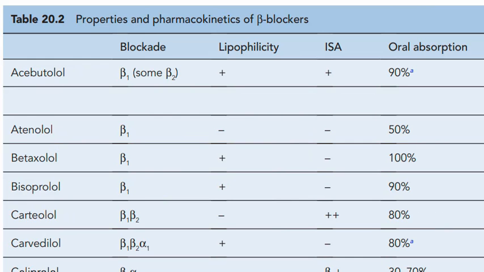Table 1 of the chapter basically shows the risk factors. You have to go through that. In the current lecture, we are discussing Table 20.2, and this shows the properties and the pharmacokinetics of the beta blockers. You must know that some beta blockers like atenolol are beta 1 selective, bisoprolol is also beta 1 selective with no ISA, no intrinsic sympathomimetic activity.